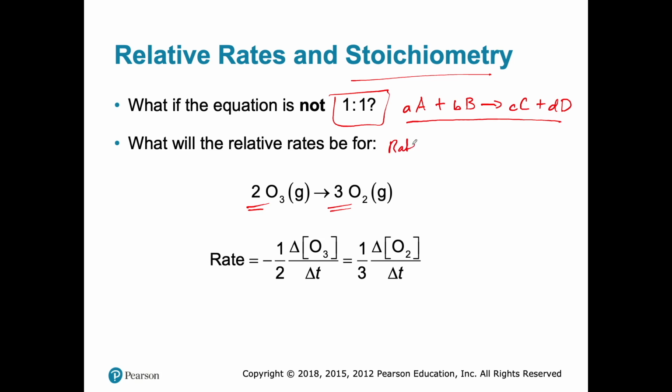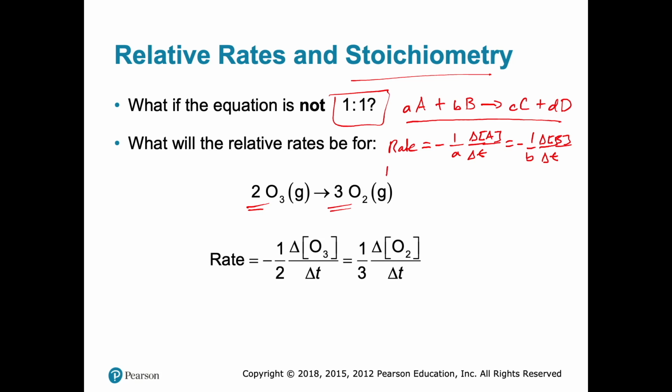So the rate equals, for the reactants, it's always going to be negative: negative 1 over little a times the change in the concentration of big A over the change in time. And that also equals negative 1 over little b times the change in concentration of big B divided by the change in time.